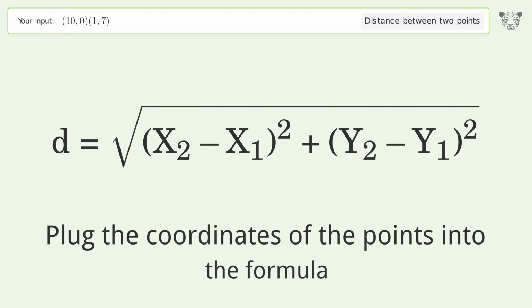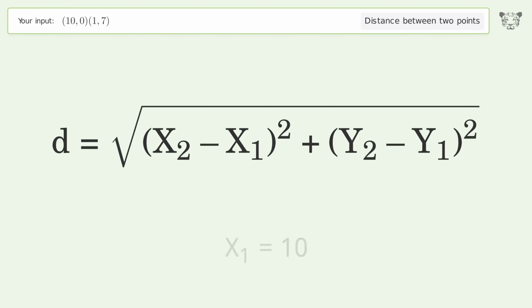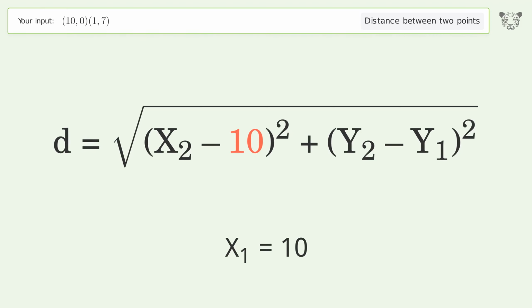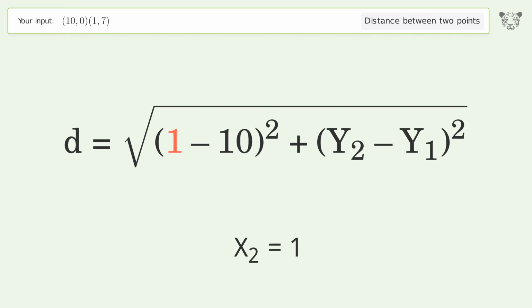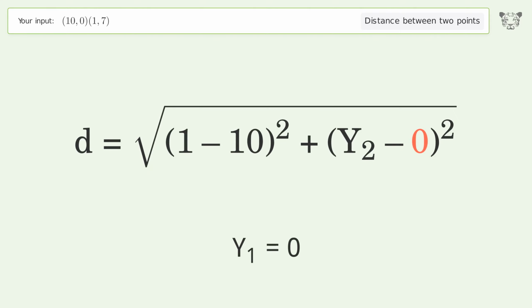Plug the coordinates of the points into the formula. x1 equals 10. x2 equals 1. y1 equals 0. y2 equals 7.